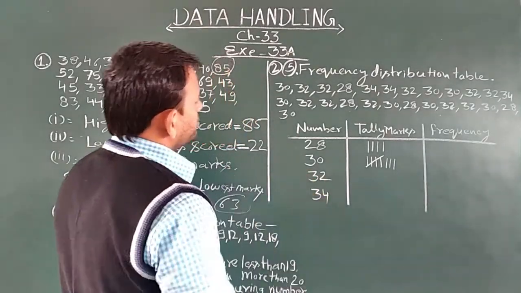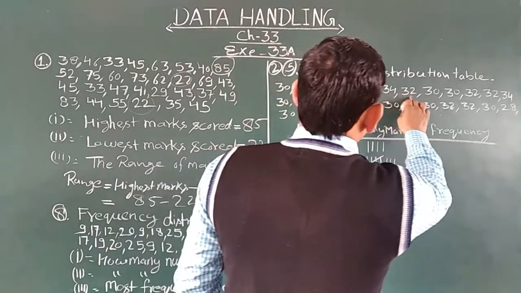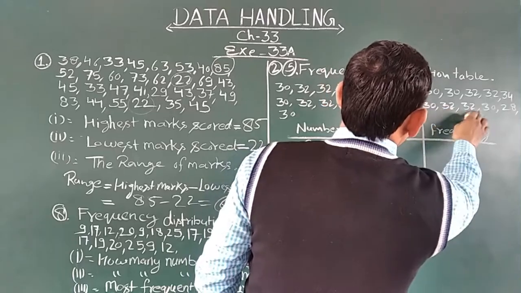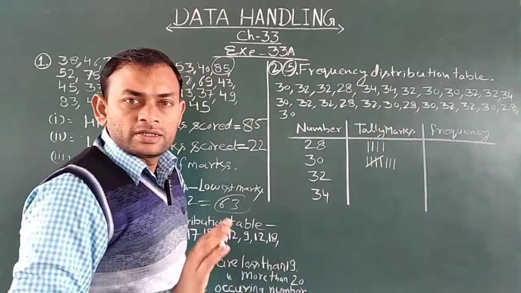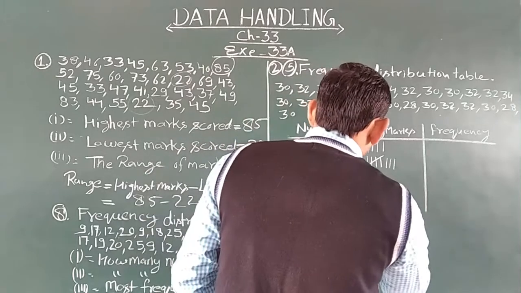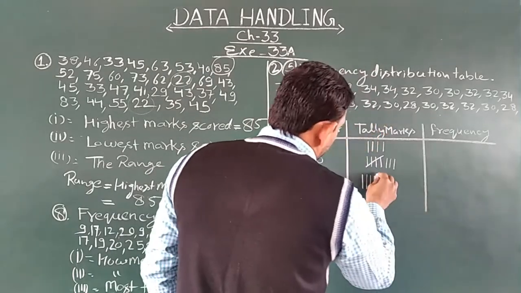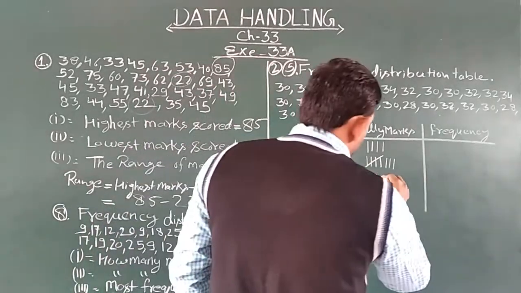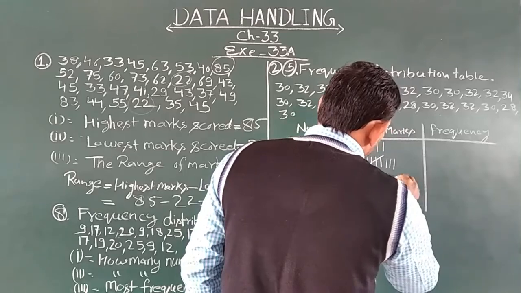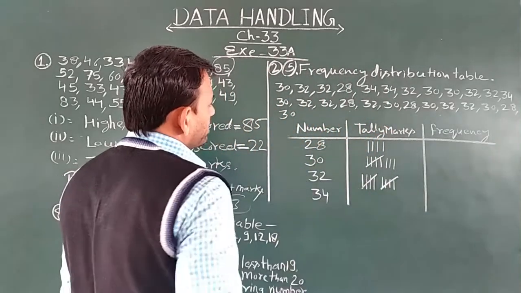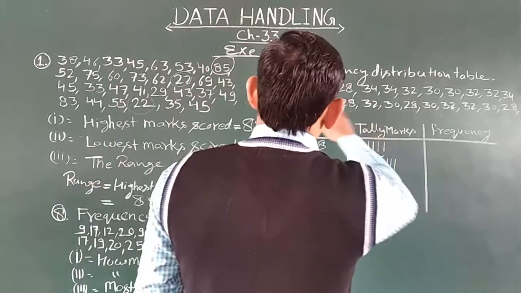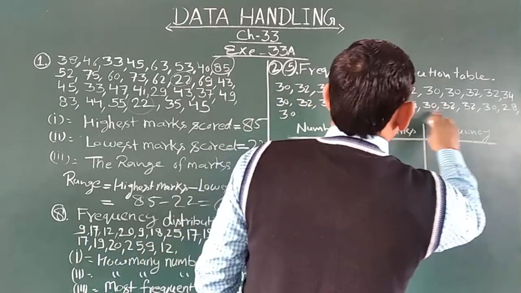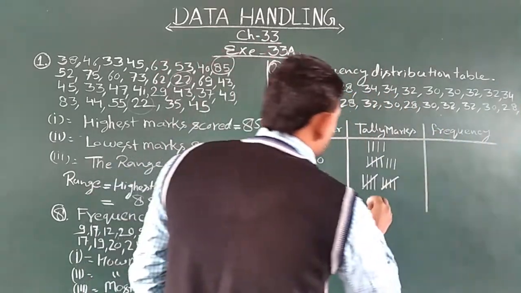Got it? Now after that, 32. How many times has 32 come? 1, 2, 3, 4, 5, 6, 7, 8, 9, 10. So we will draw 10 lines. 1, 2, 3, 4, and as I told you, the fifth line will be diagonal or oblique, and again 6, 7, 8, 9, 10. Now 34. How many times has 34 come? 1, 2, 3. Only 3 times it has come, so we will draw 3 lines.